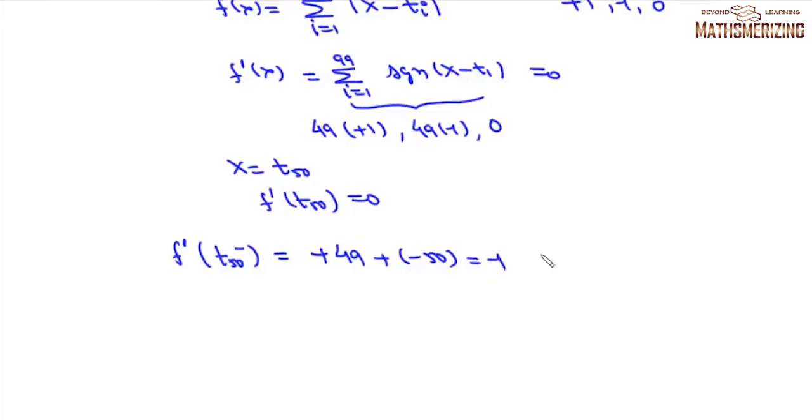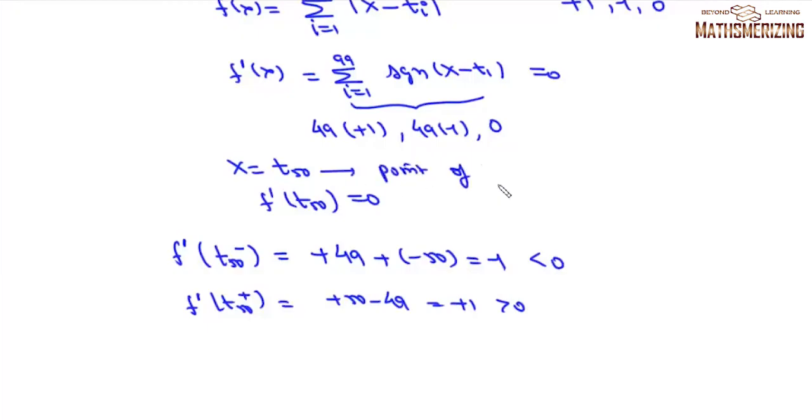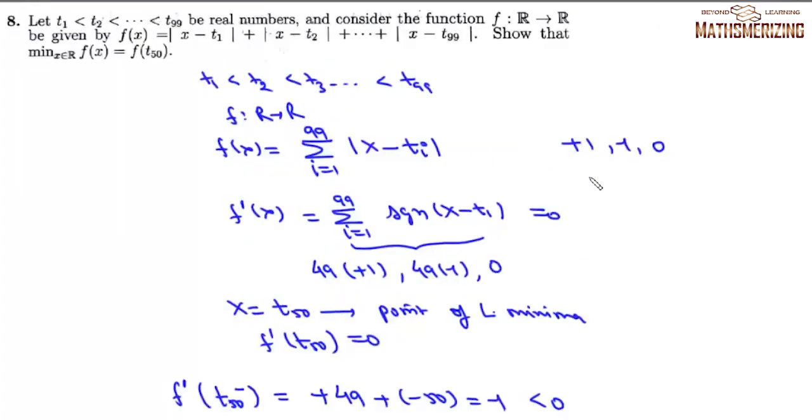So this derivative is minus 1. So f dash T50 negative is less than 0. And we can write f dash T50 positive will be plus 50 and minus 49, which is plus 1, which is greater than 0. That means at T50, the sign of the derivative changes from negative to positive. And if the sign of the derivative changes from negative to positive, that means this T50 is a point of local minimum. So the minimum value of this function will occur at T50.